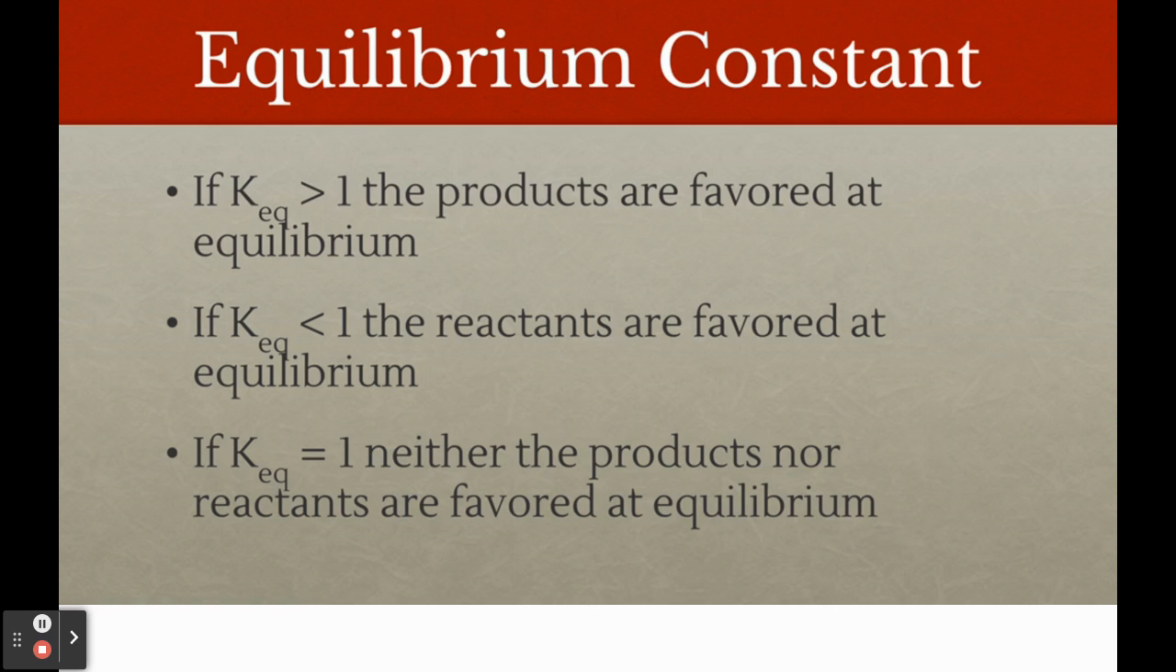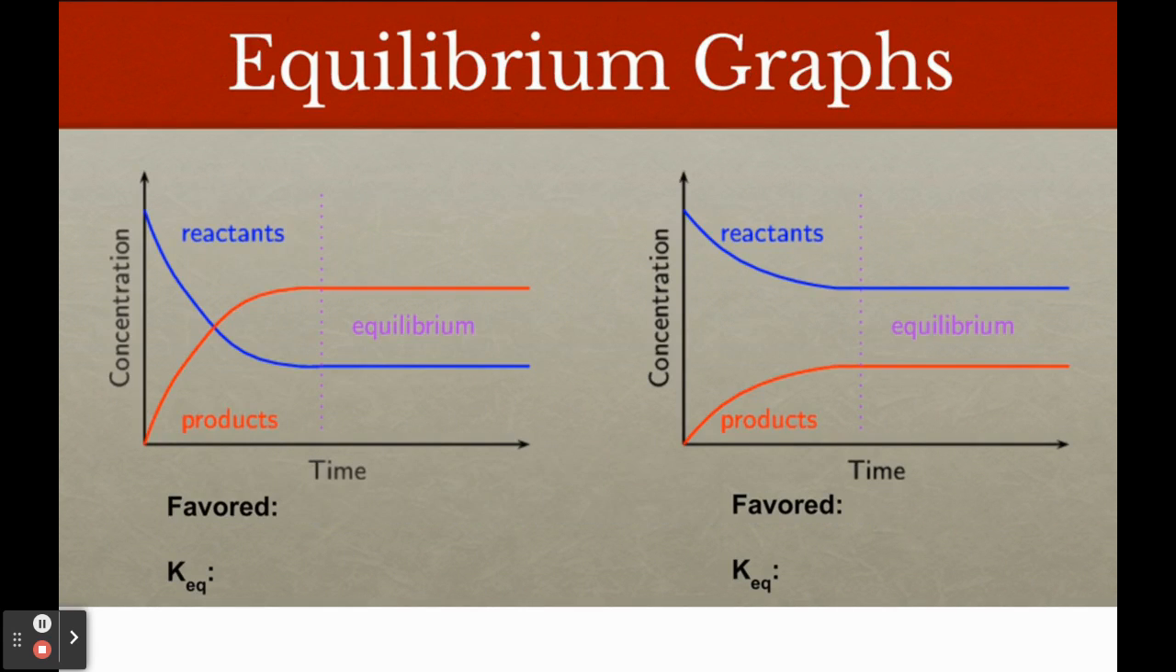Okay, so now we're going to talk more about objective 3C, determining whether reactants or products are favored in the reaction. So if KEQ is greater than 1, the products are favored at equilibrium. If KEQ is less than 1, the reactants are favored at equilibrium. And if KEQ is equal to 1, neither products nor reactants are favored at equilibrium. All right, so now we're going to look at some equilibrium graphs.